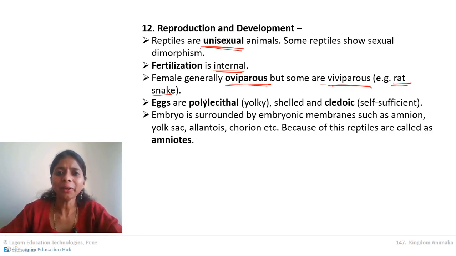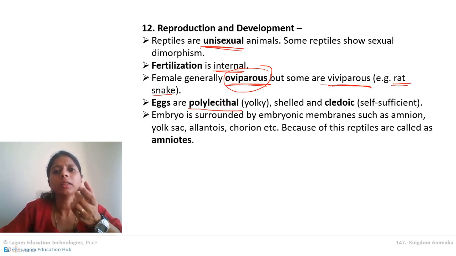Now when it comes to the egg of the reptile female, it is a polylecithal egg. Polylecithal egg means egg with egg yolk, that yellow part of the egg, which is nothing but food for the growing embryo. So the egg is with food. When the baby is growing inside the egg, it gets food from the yolk, and the egg is self-sufficient, and self-sufficient egg is called cleidoic.